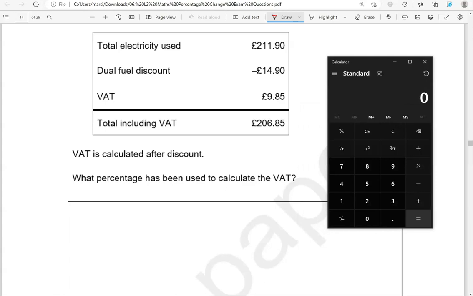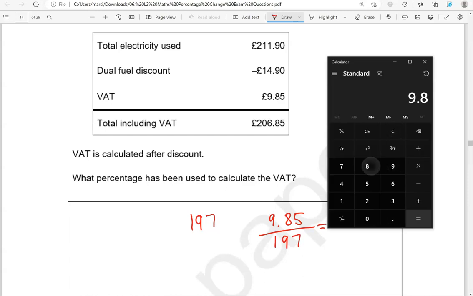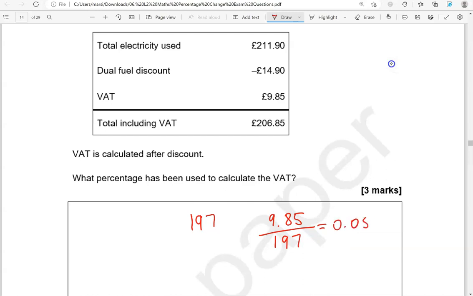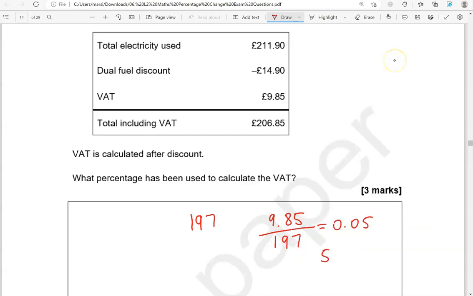Okay, so we have the price before the discount and the VAT. That is £211.90. If we take away the discount, which is £14.90, that gives us £197. So VAT is on this amount only, not the £211.90. So VAT is £9.85 out of this amount, 197. Let's see what we get. 9.85 divided by 197 gives us 0.05, as a decimal. As a percentage, it's like multiplying by 100, and that is 5%.